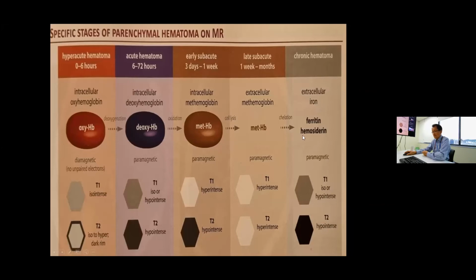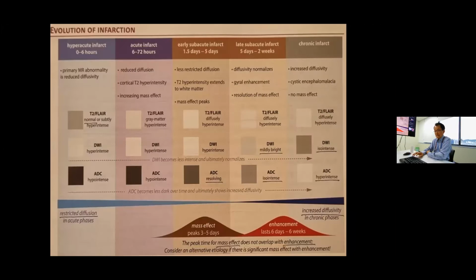But later, chronic hematoma usually shows lots of hemosiderin and ferritin. This is a superparamagnetic agent, therefore it will lose signal. So on T1 and T2, all dark signals. And again, infarcts and other things also depend on the stage. We have different signal intensities on different sequence images. We often use FLAIR imaging on the brain and also diffusion imaging. Diffusion imaging versus ADC imaging show opposite signals, usually in acute and early subacute infarct.